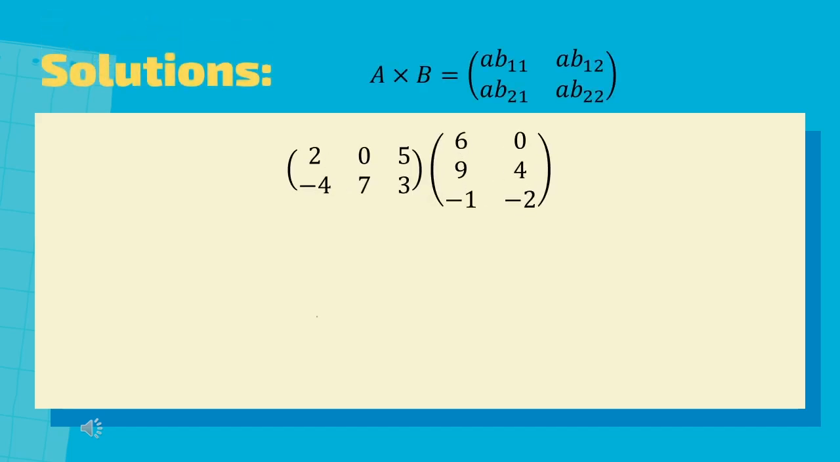We start with the first element of the product. Multiply the first row of matrix A by the first column of matrix B. Continue this for each element to fill the resulting matrix.